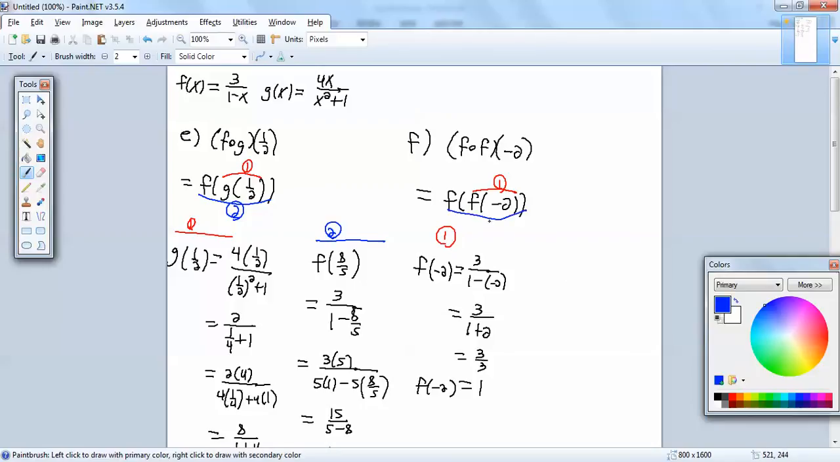Then we're going to focus on the outer. We now know what f of -2 is equal to. It's equal to 1. So I'm going to replace the f of -2 right here with 1. So we're going to be finding f of 1. That's interesting. You plug 1 in for the x, and you get 3 over 1 minus 1. And 1 minus 1 is 0, so this is undefined. And that's our problem.